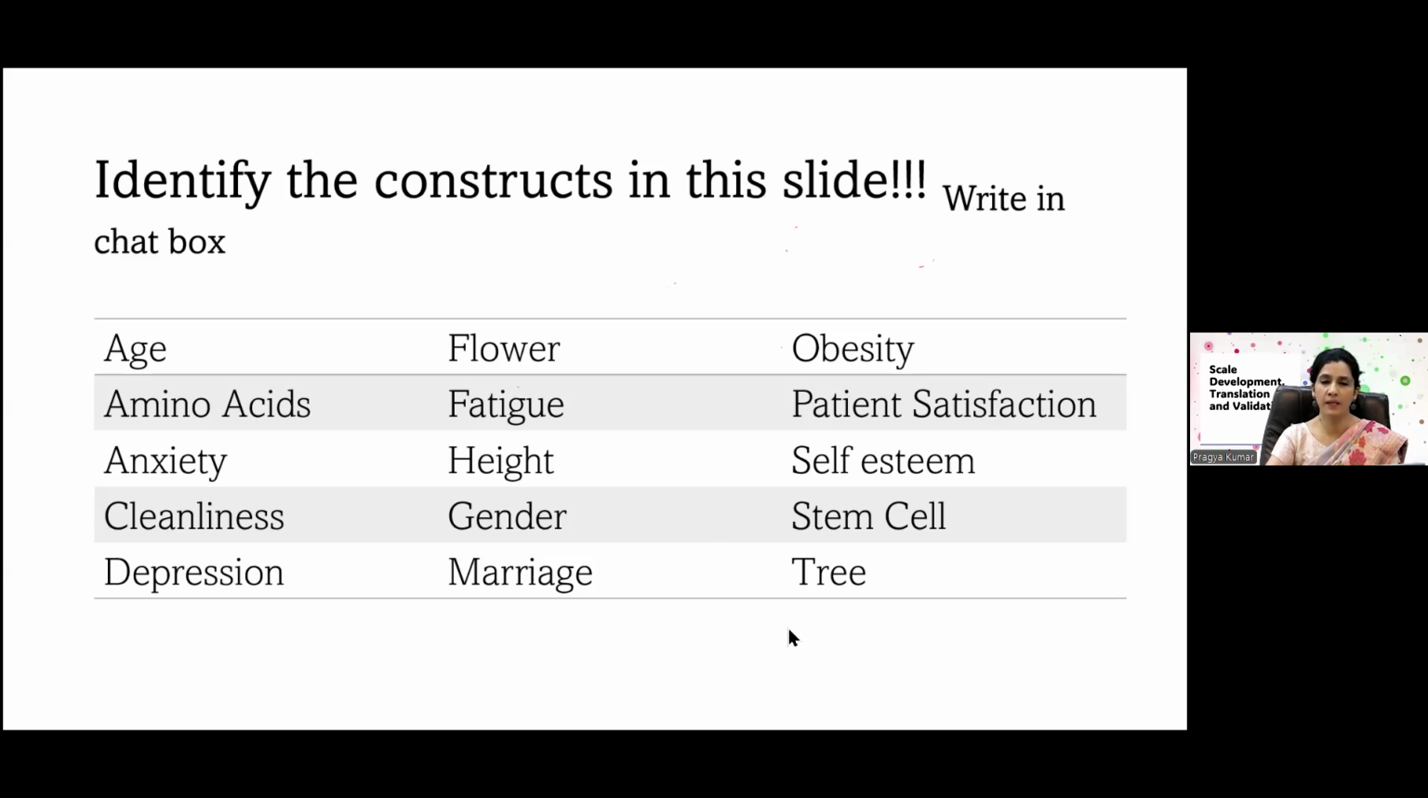Yes, I'm spending a few more minutes on this because the basis of scale development rests on this definition of construct and variable, because that will tell you whether you can perform validation studies and reliability studies or not. So yes, patient satisfaction, self-esteem, true. Fatigue, very true. Depression, cleanliness, self-esteem, true.